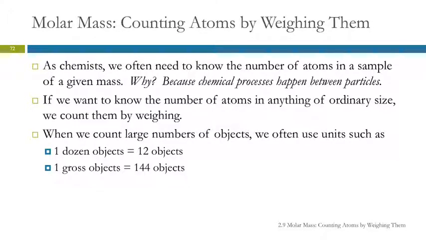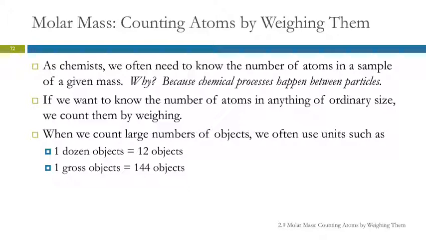So chemists often need to know the number of atoms in a sample, and that's because chemical processes happen between atoms. 2 atoms of hydrogen and 1 atom of oxygen combine to form 1 molecule of water. And so we need to know numbers of particles. Well, you can't count them.